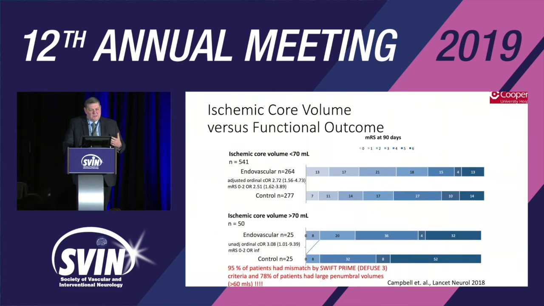So for patients with large infarcts in HERMES, 95% of patients had mismatch, and 78% of patients had large penumbral volumes of greater than 60 mLs.